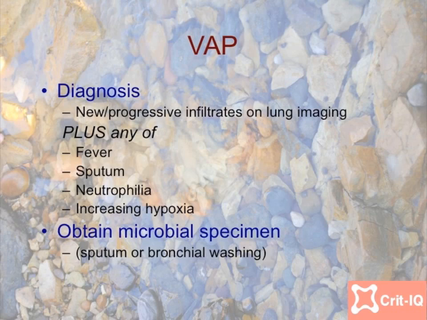When diagnosing ventilator-associated pneumonia, it is important to use some criteria, particularly if you're looking for potential interventions to decrease the risk, or if you're carrying out any clinical studies. So the diagnosis of ventilator-associated pneumonia relies on the presence of new or progressive infiltrates on chest X-ray or CT chest, plus any new fever, sputum, neutrophilia, or increasing oxygen requirement.